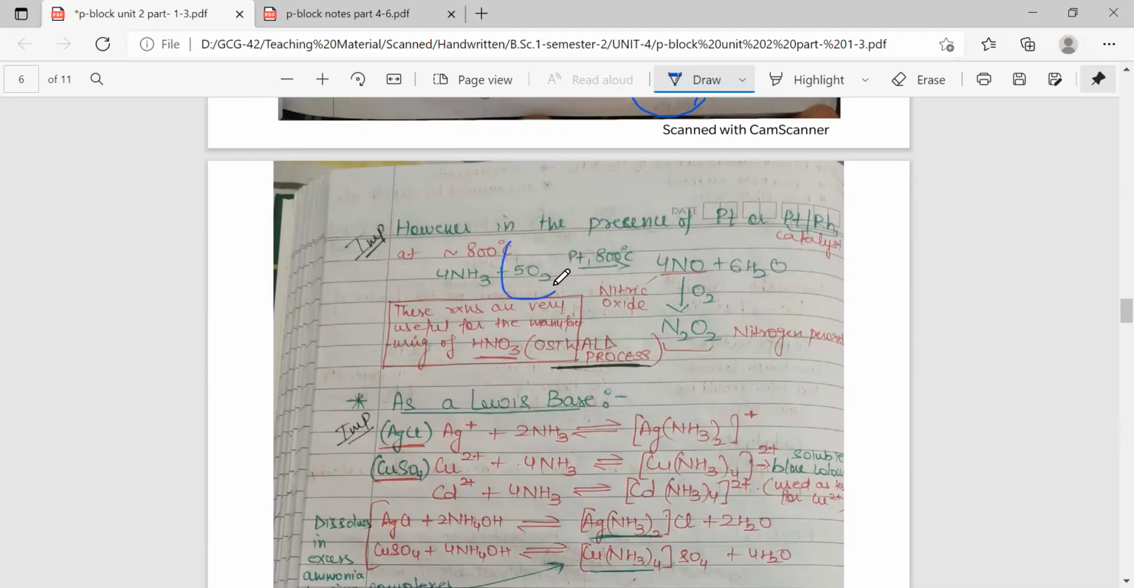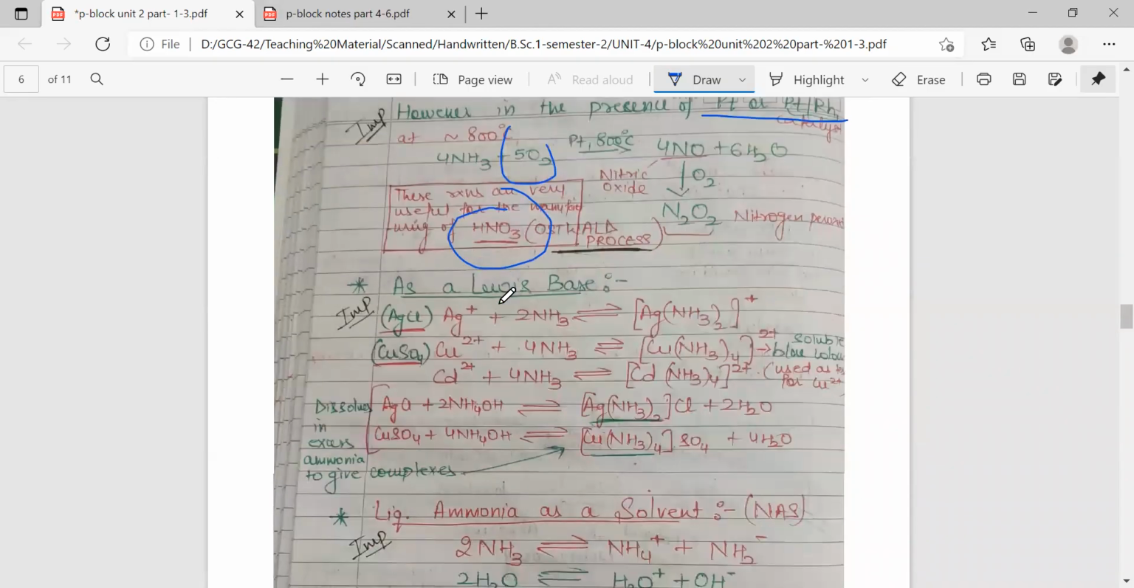It is reacted with oxygen in the presence of this catalyst, that is platinum-rhodium catalyst, and further oxidized to give nitrogen peroxide. This step is very important for the synthesis of HNO3, which we'll be discussing later on when we discuss the oxyacids of nitrogen. The commercial synthesis of HNO3 is called the Ostwald process. So this is one of the steps of the Ostwald process, which is industrially important for the production of HNO3.